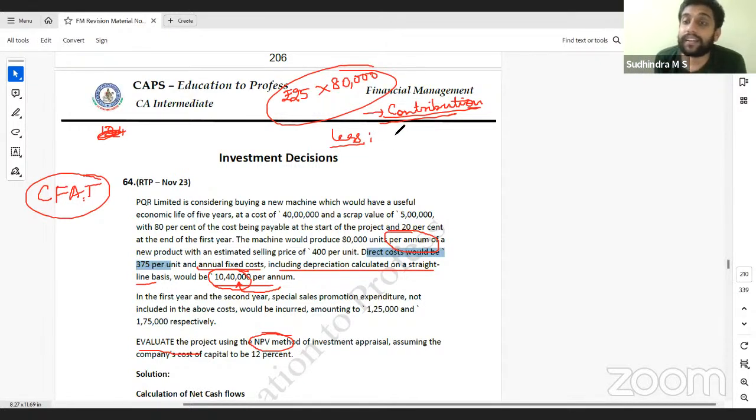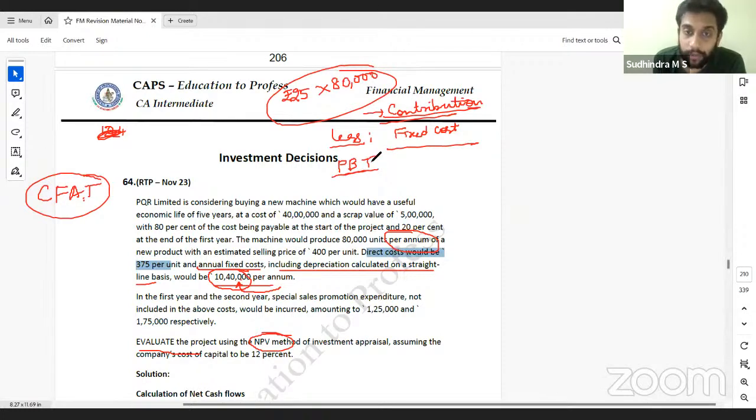The answer is correct, Naman. At this point, we have to reduce the full fixed cost. Why? Because depreciation is a tax deductible expenditure. Correct. So the full fixed cost of 10,40,000 should be reduced to get profit before tax.